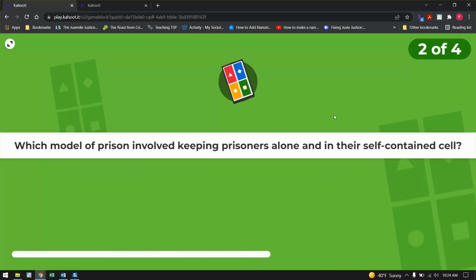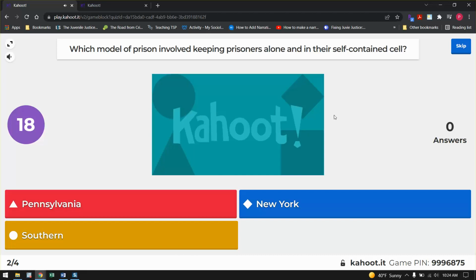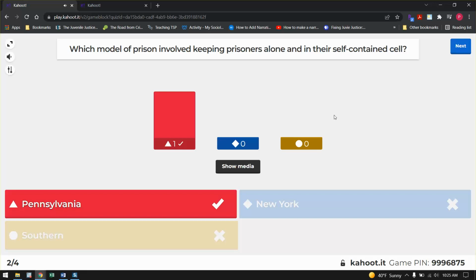Second question is testing your knowledge of those early correctional history prison models. It's asking which of these tended to keep prisoners alone and in their self-contained cell. Of the choices we have here, there's only one clear answer, and that's the Pennsylvania model. You'll remember from lecture, the Pennsylvania model was all based on this idea of penance and basically thinking about what you did wrong and why that was bad.